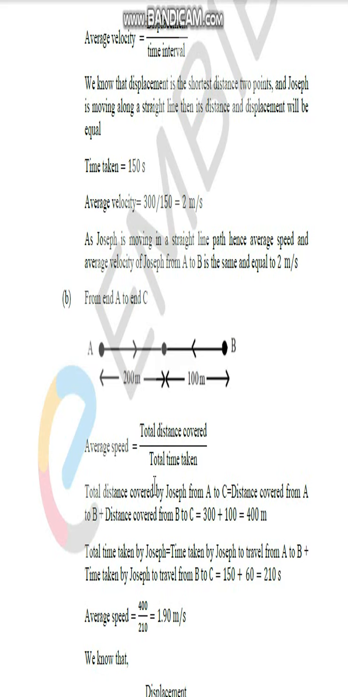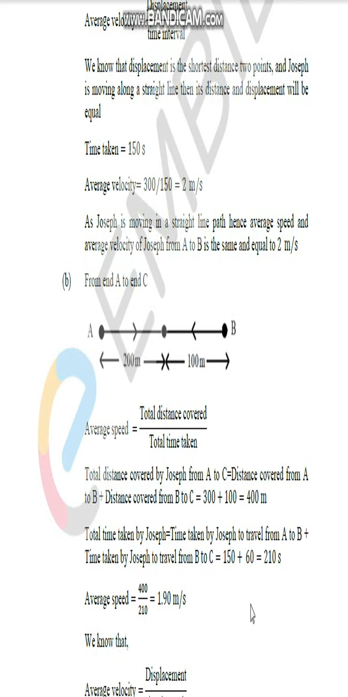So it is equal to 400. Time taken is again A to B and B to C, which is 150 plus 60. Why 60? Because Joseph completes the distance of B to C in only 1 minute, and 1 minute is equal to 60 seconds. I calculated both. Now I calculate average speed from here.